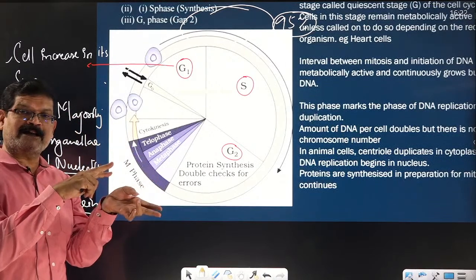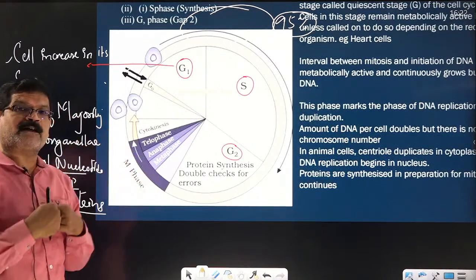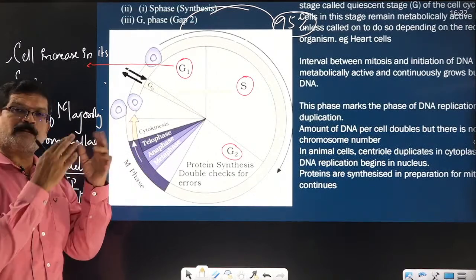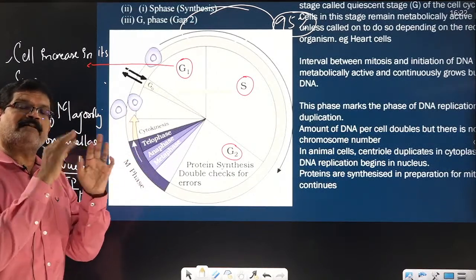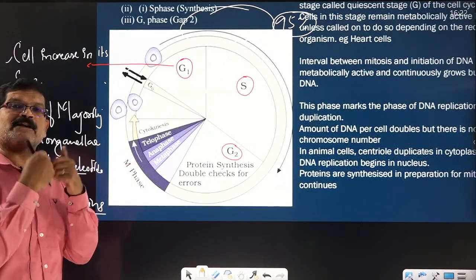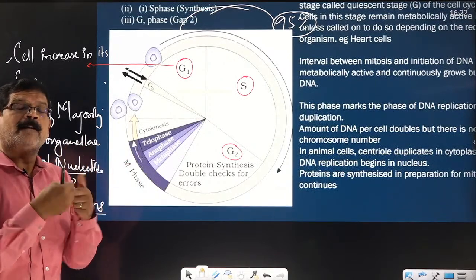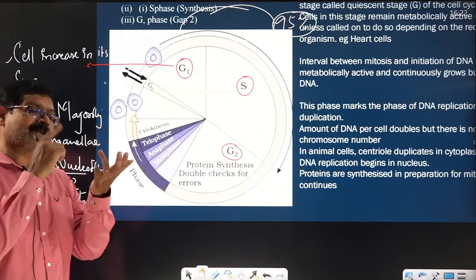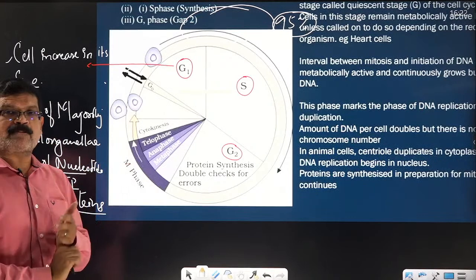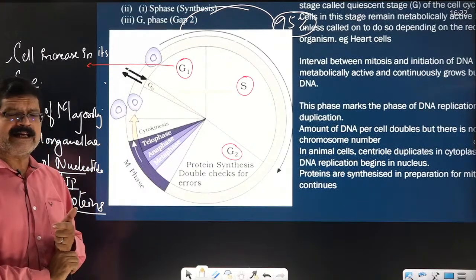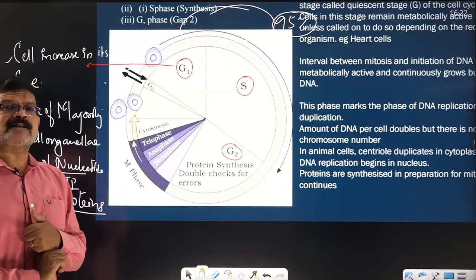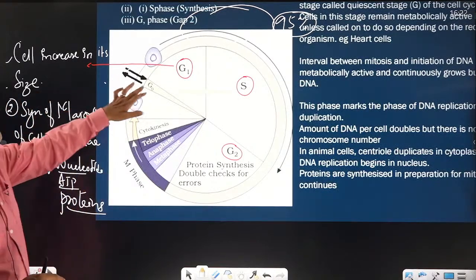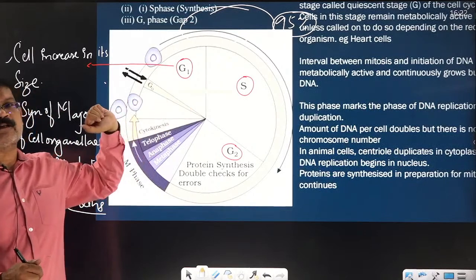If one endoplasmic reticulum is there, two endoplasmic reticulum become. One Golgi complex becomes two. Chloroplast number has doubled. Everything, the cell organelles, has doubled. The majority of the minor cell organelles get doubled in this stage, and also synthesis of nucleotides, proteins and ATP is done in this stage itself. This is called the G1 phase.